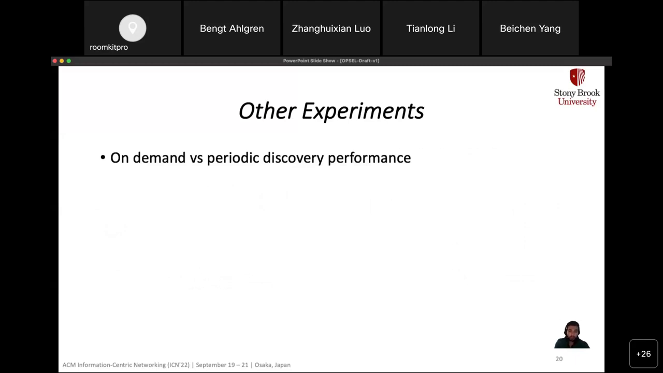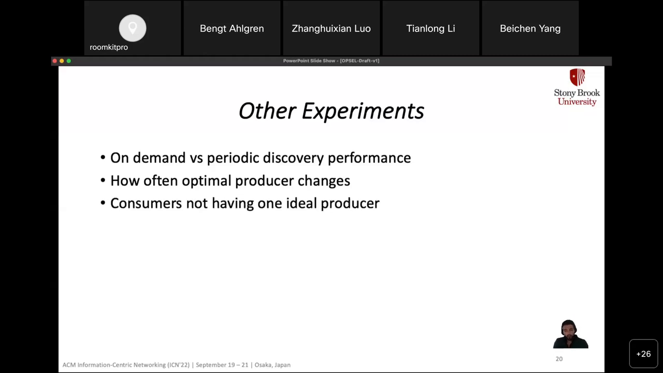Other experiments we performed, and the results are in the paper: we analyzed on-demand, which is basic discovery-based, versus periodic discovery performance. We also looked at how often the optimal producer changes, and we tested how our system is able to adapt if the optimal producer changes over time. We've also done studies on cases where the consumer does not have one ideal producer, for example if you have four consumers and two producers need to be selected to meet the performance requirements, and how the system handles such cases.